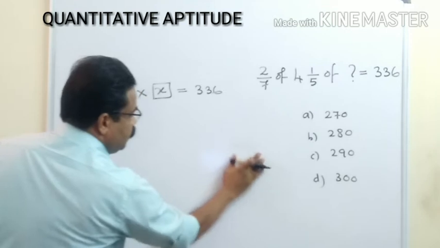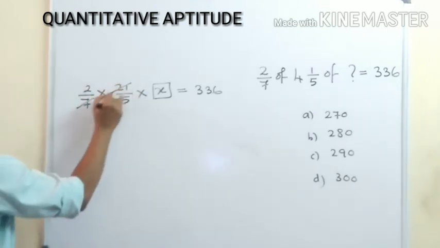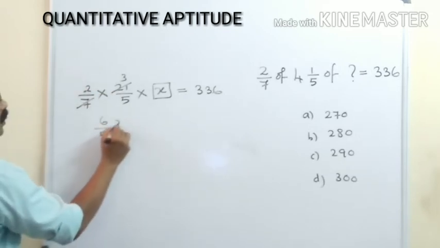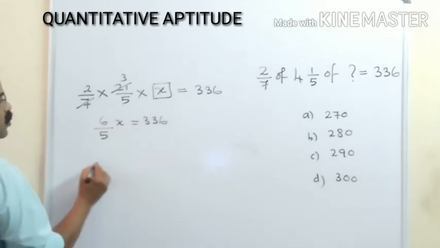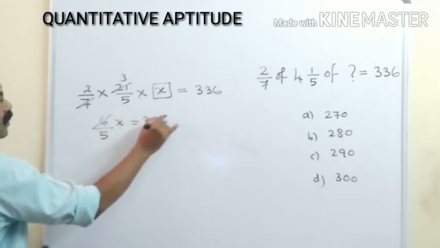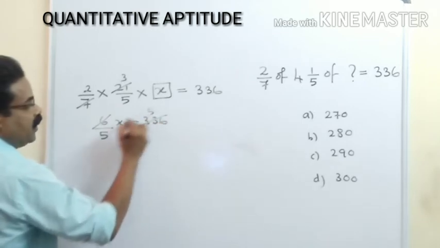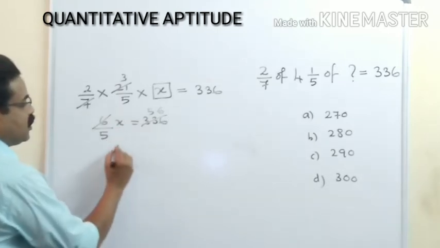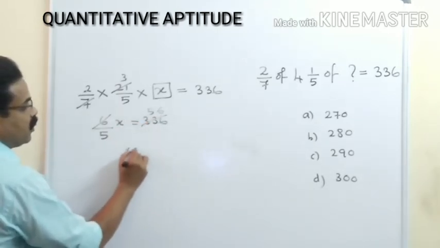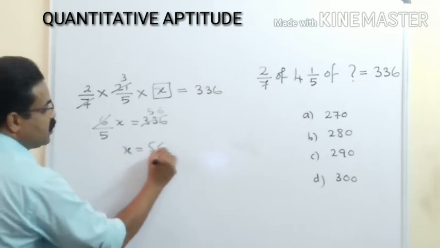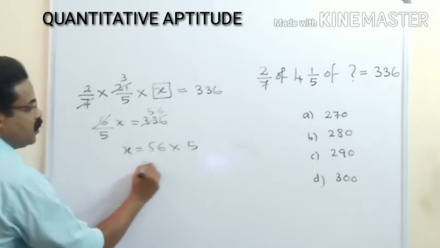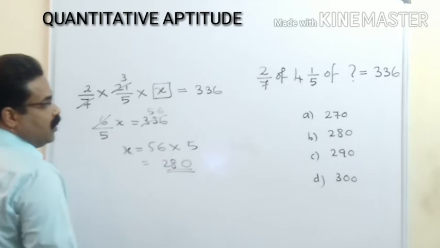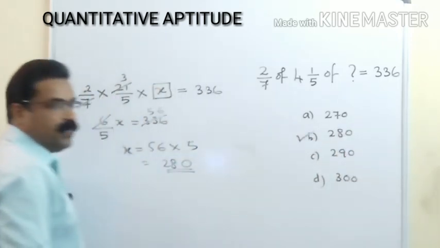Okay. So now this 7 and 21 I can cut 3 times. So this will become 2 into 3, 6 by 5 x is equal to 336. So I can cut 6 and 336 how many times? In 30, 5 times. In 36, 6 times. So x by 5 is equal to 56. So I got x is equal to 56 into 5. So how much? 56 into 5? 5 6s are 30, 25 plus 3, 28. 280. So my option B is the correct option. Okay, please note it.